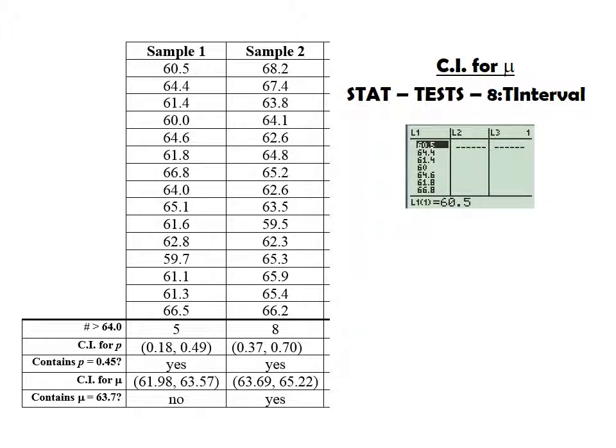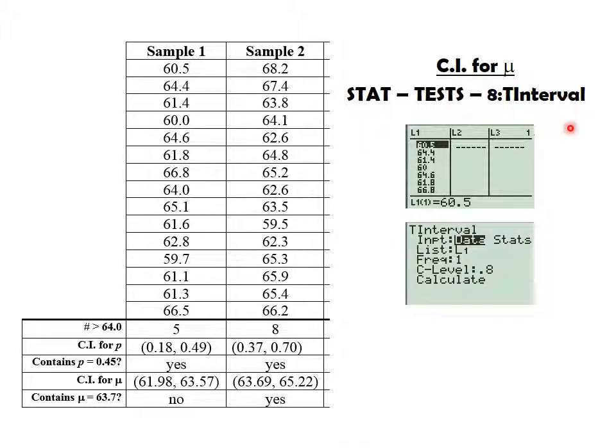Now, the very first thing we're going to have to do is enter each one of our samples into a list. So go to your data edit menu, and I'm going to enter my sample 1 here in L1. You can do sample 2 in L2, sample 3 in L3, so on and so forth. I've entered just sample 1 right here. Okay? So then we're going to go to the option 8 t-interval command. I'm going to choose input data, choose list L1 because that's where my sample 1 data is, choose frequency of 1, and then a C level of 0.8. Again, we're going to use a confidence level of 80%.